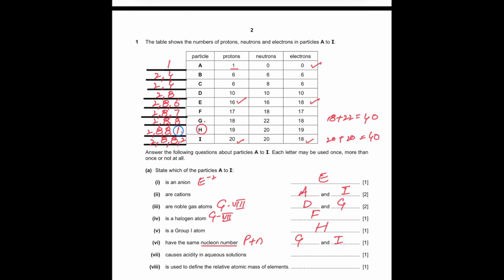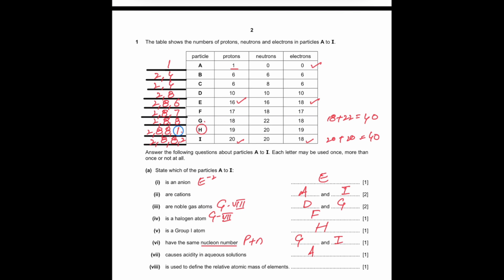And question 7, cause acidity in aqueous solution. Acidity means when an atom loses its electron and leaves a proton. A proton means hydrogen ion, which causes acidity in solution. So look at this. A contains 1 proton. So it means that A causes acidity in aqueous solution.